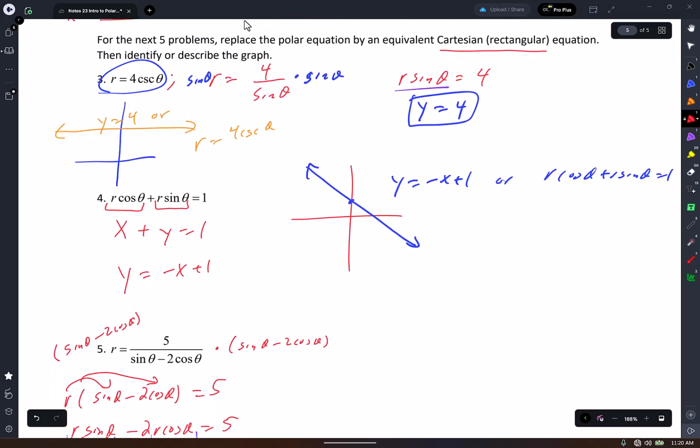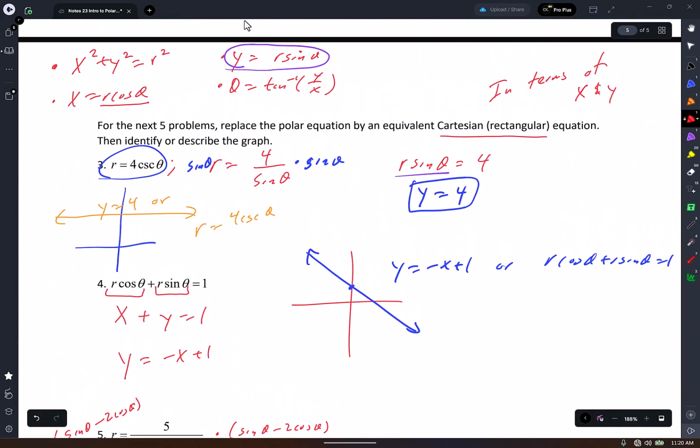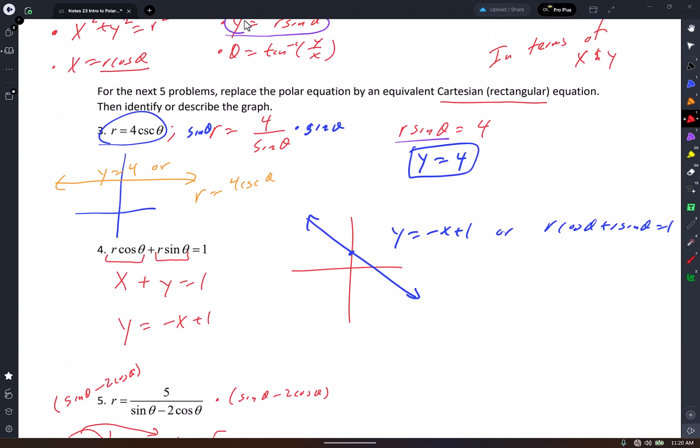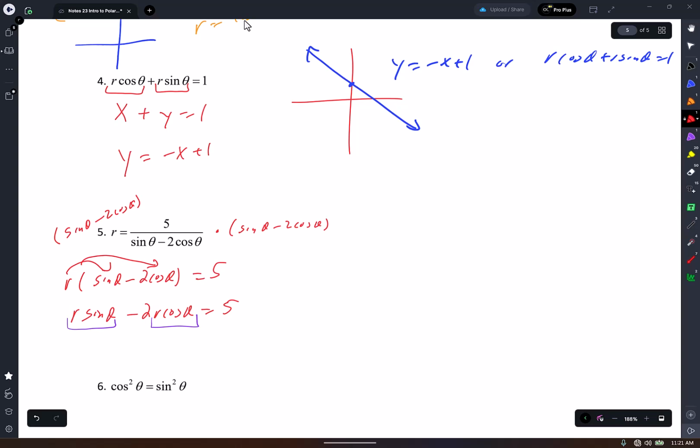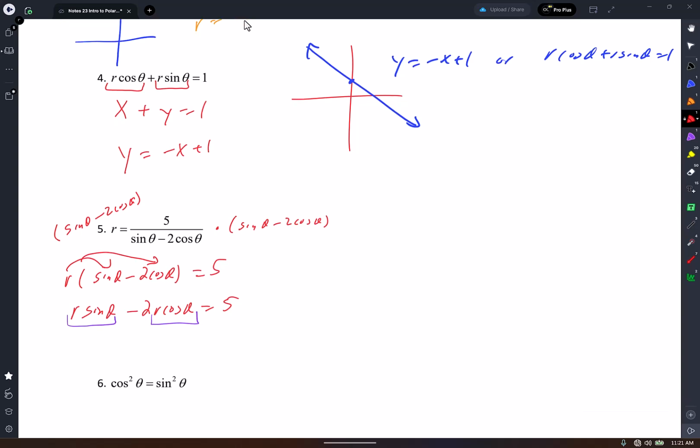Oh, okay. R sine theta, the same thing as y. R cosine theta is x. Let the record show that the contestant said that yes, this is more entertaining than Roblox. Y minus 2x equals 5. And then just add 2x. Y equals 2x plus 5.